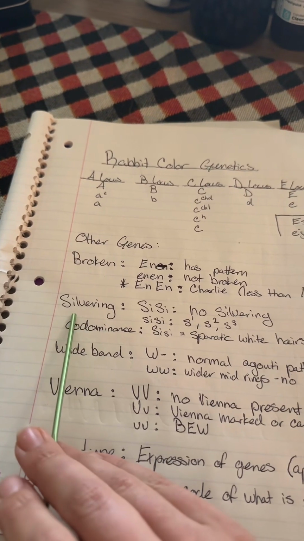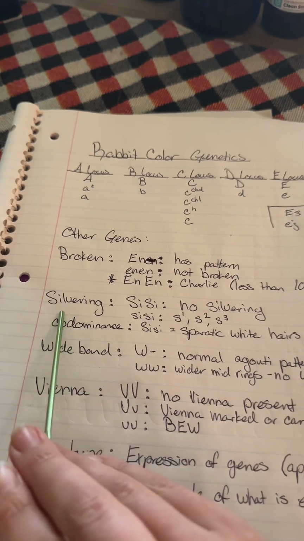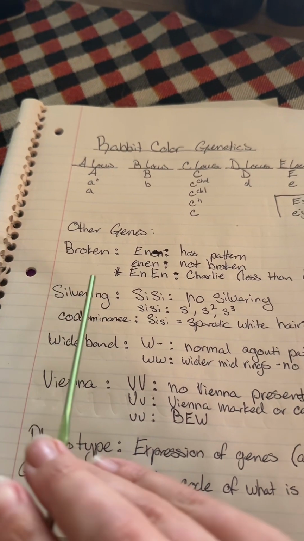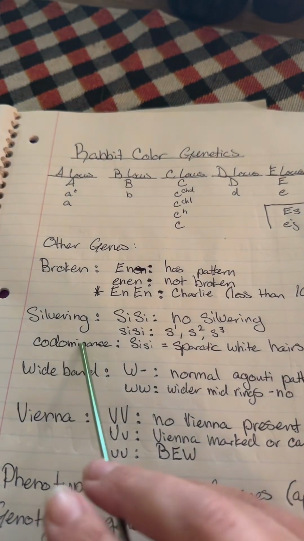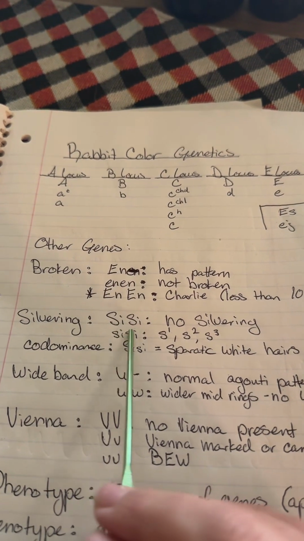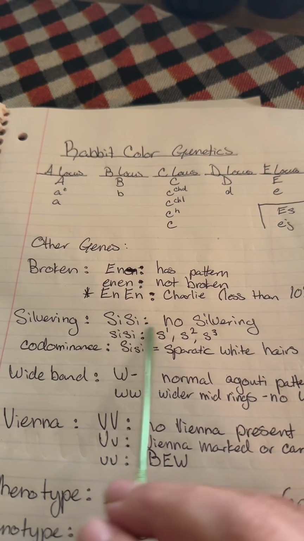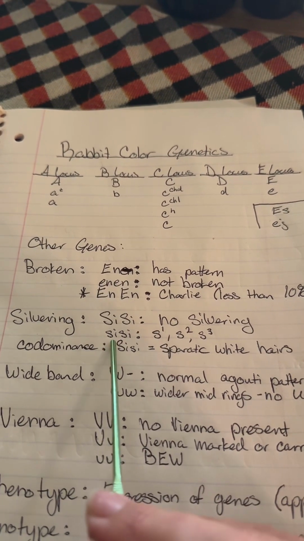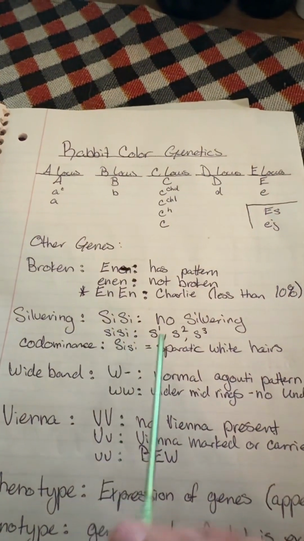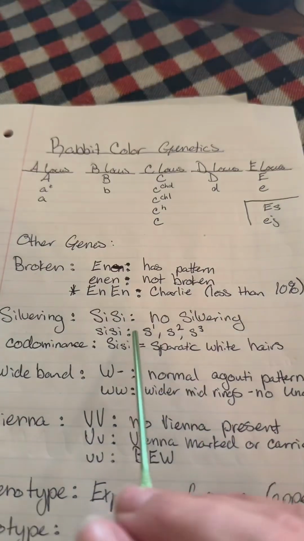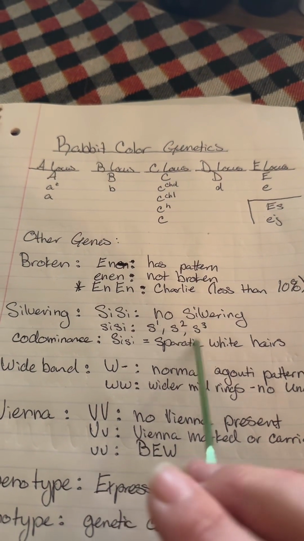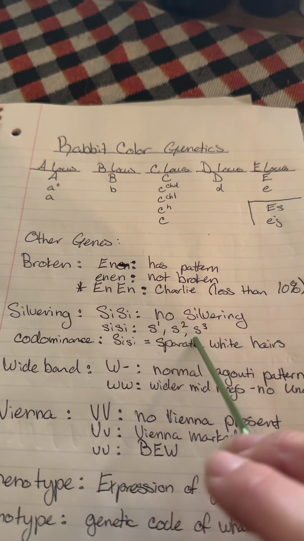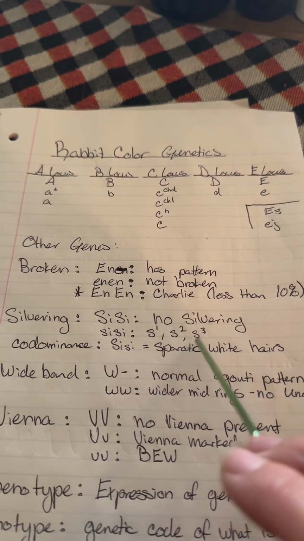Then we come down here to the silvering gene, and you're going to see this gene in your silver fox, creme d'argents, champagne d'argents, argent bruns. Silvering is a recessive trait, so a homozygous dominant on this allele is going to produce no silvering. If your rabbit is homozygous recessive, it will have different variations of silver. You have an S1, an S2, and an S3. S1 is the least amount of silvering, where S3 is the most amount, and that's typically found in things like your champagne d'argents.